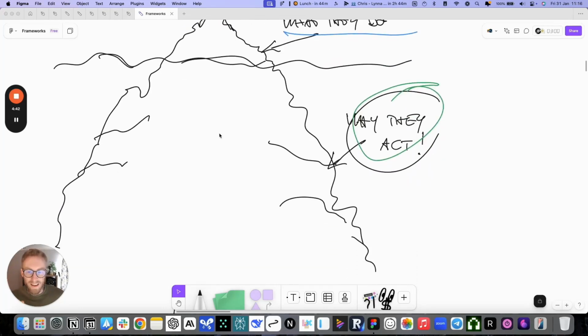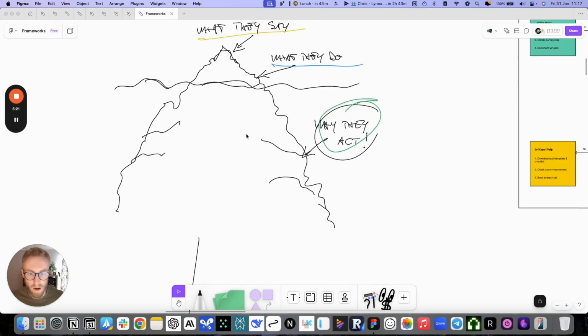The third layer, which is the actual differentiator between companies who do research well and those who don't, and the companies who know their customers better than those who don't, is the deep layer, which is the why they act. So understanding the reasons, the motivations, the desired outcomes behind what customers do and their buying behaviors. So what do we do about all this?